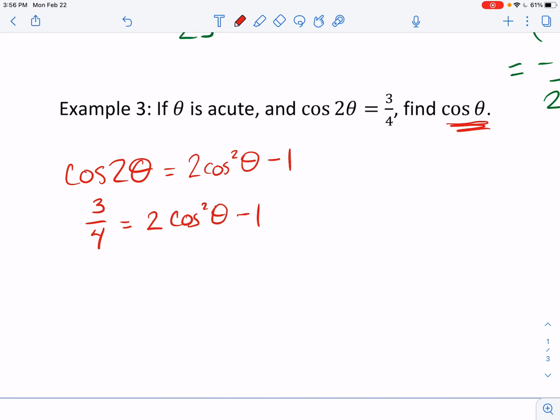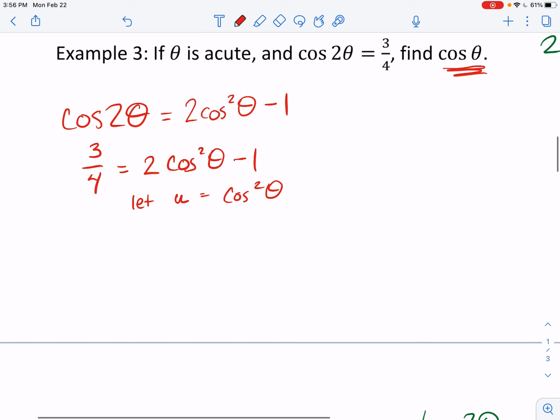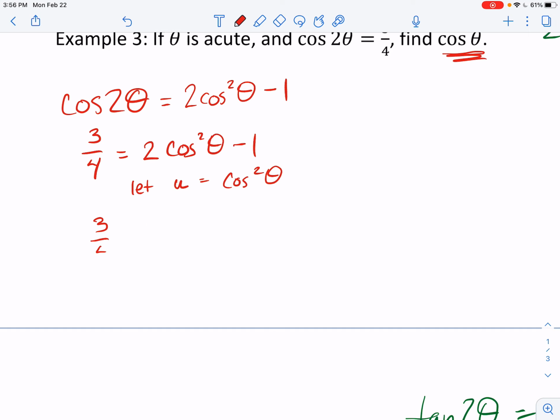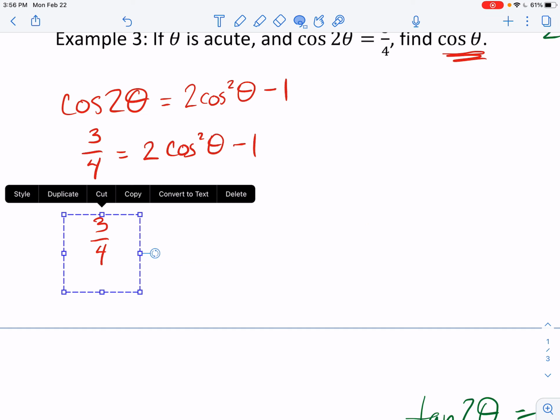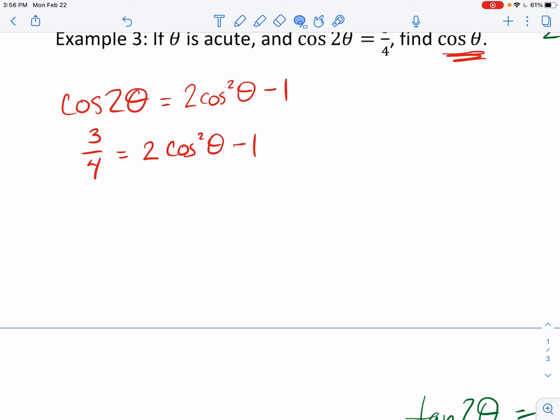If you don't want to write all this out, you could say let u equal cosine squared theta, and then solve that equation and go from there. Or you could even say let u equal cosine of theta, and then solve this equation. By all means, knock yourself out. I'm going to just work with this and keep writing out cosine theta each time. But it's fine.